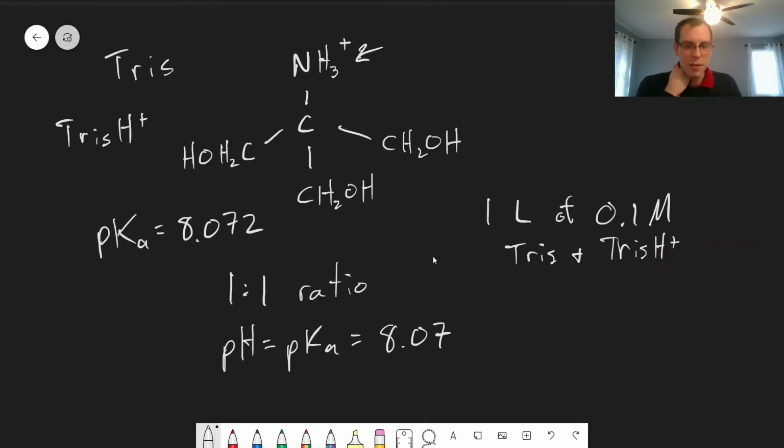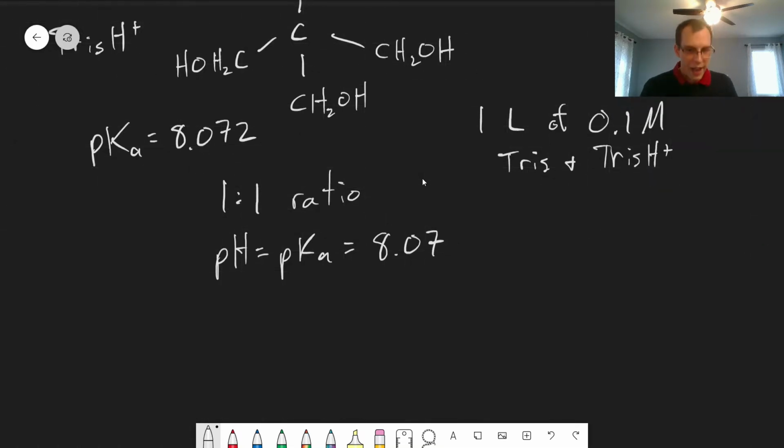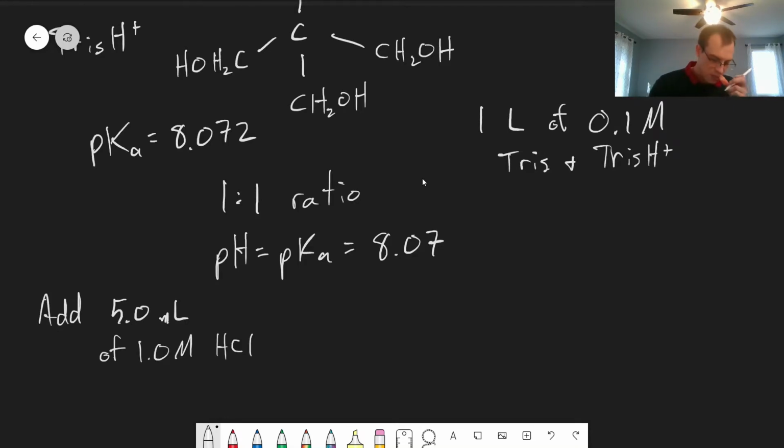Okay, so let's imagine we have 1 liter of this buffer and we add acid to it. So let's say we add 5 milliliters of 1 molar HCl. So let's first do this calculation assuming there's no buffer, right? So if we just had 1 liter of water, if we add 5 milliliters of 1 molar HCl, what would the pH be? So 1 liter of water obviously would have a pH of 7 to start.